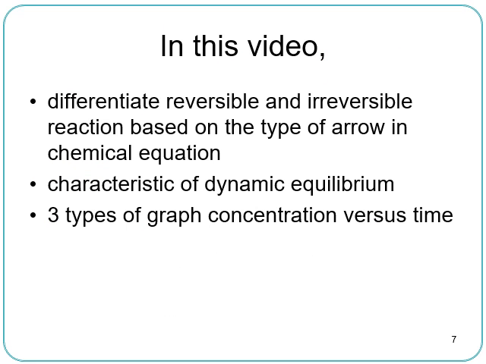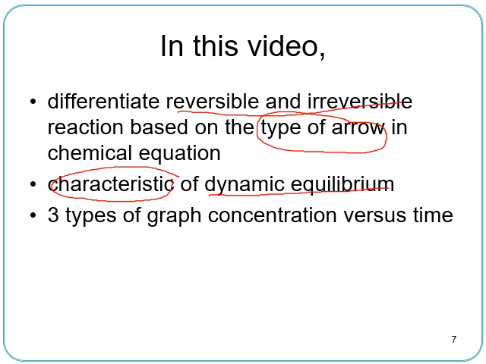In this video, you can differentiate reversible reaction and irreversible reaction based on the type of arrow used in the chemical equation. Then you also can list down at least 3 characteristics of dynamic equilibrium. And you should notice there are 3 types of graph, concentration versus time. After going through this video, you should be able to answer tutorial question number 1.